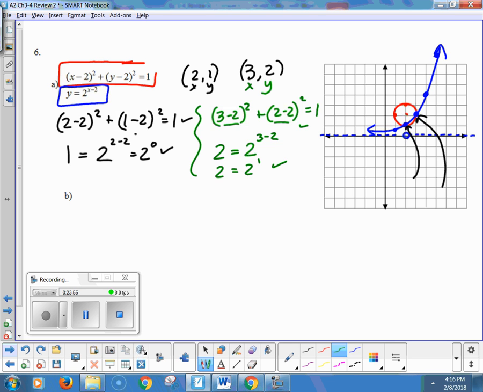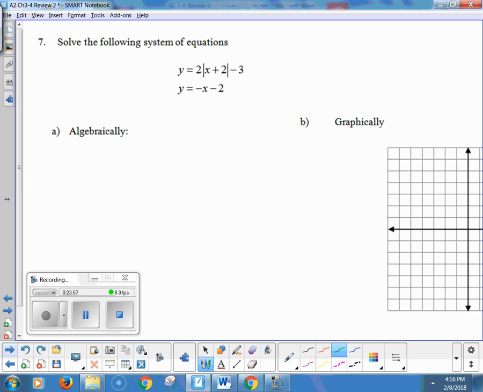And let's move on to number 7. Number 7 said, solve the following systems of equations first algebraically.